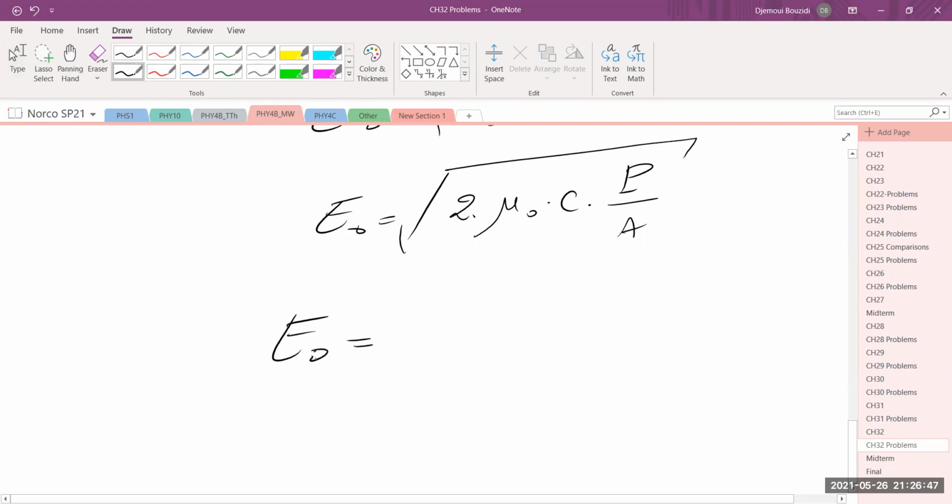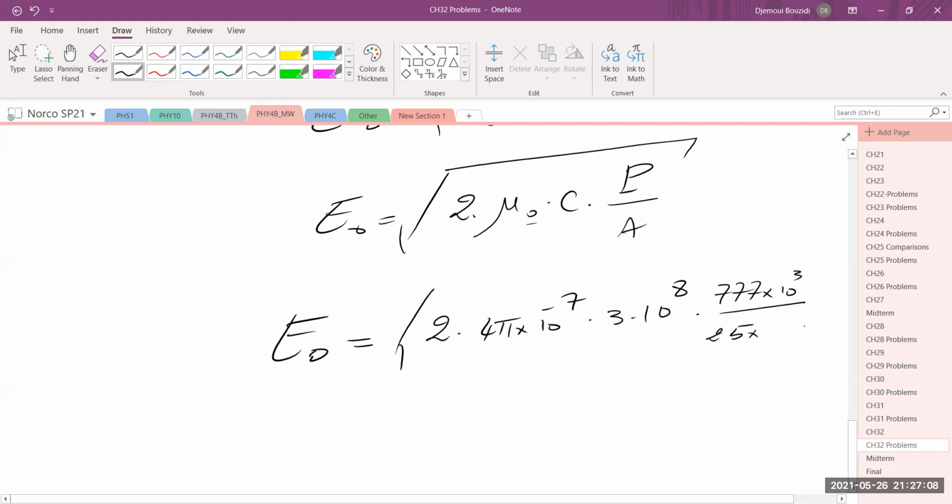So E naught is going to be the square root of 2 times 4 pi times 10 to the negative 7. This is the value of mu naught, by the way, times c, which is 3 times 10 to the power 8, times the power, which is 777 times 10 to the power 3, divided by the area, and the area is 25 times 10 to the power 6. I already squared 5 kilo times 4 pi. I already squared the r cubed in here, r squared in here, okay?